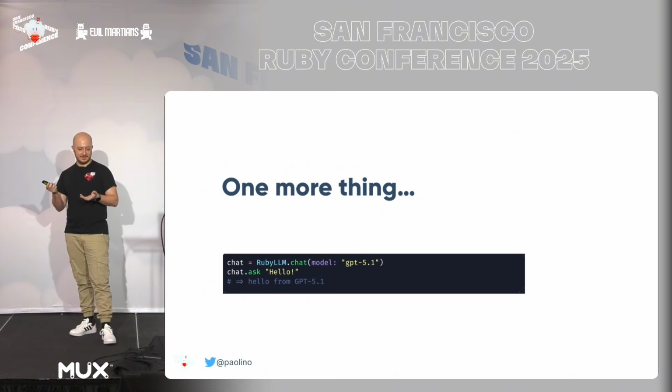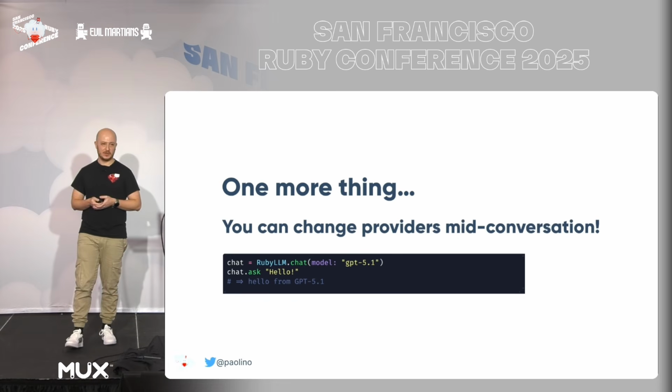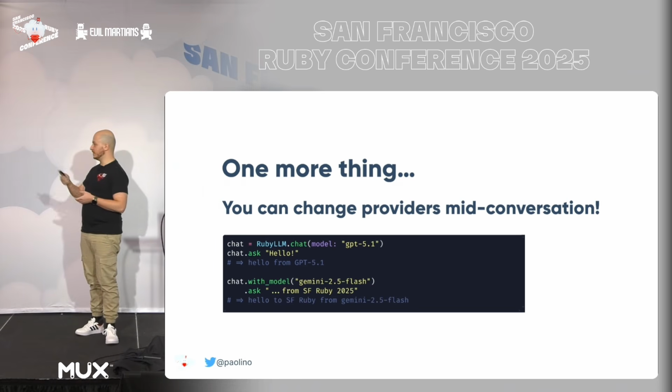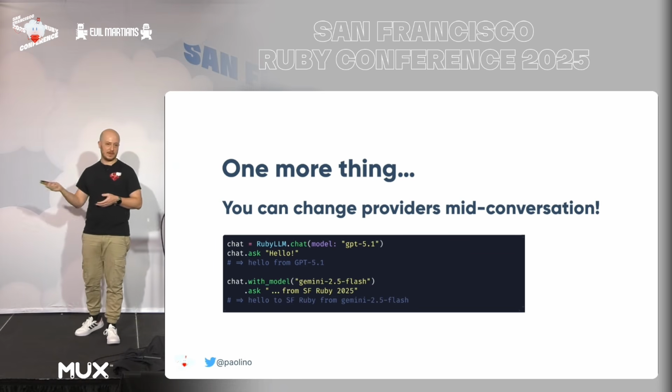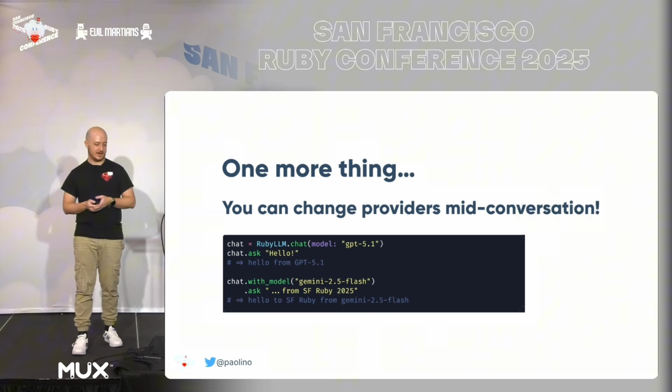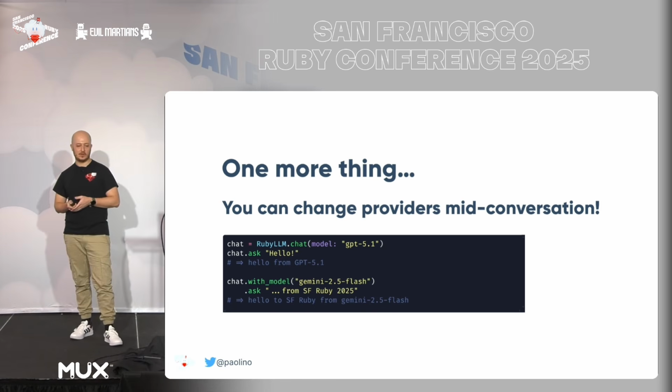And one more thing, you can also change providers mid-conversation. So you start a conversation using GPT 5.1, and then you want to change it to Gemini 2.5 Flash. You just say chat.with_model, and you can continue the conversation with that model.